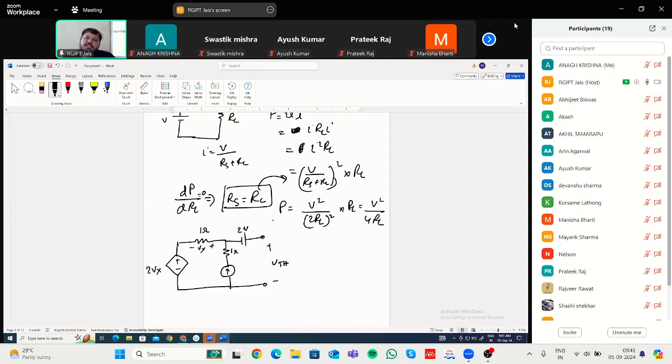There is a single mesh. This current source value is 1 ampere. This is open, so no current will be flowing. Only current will be flowing through this mesh or loop. Okay, so this is mesh 1. So what current will be flowing through it? There is already a current source, so the current that will be flowing will be 1 ampere.